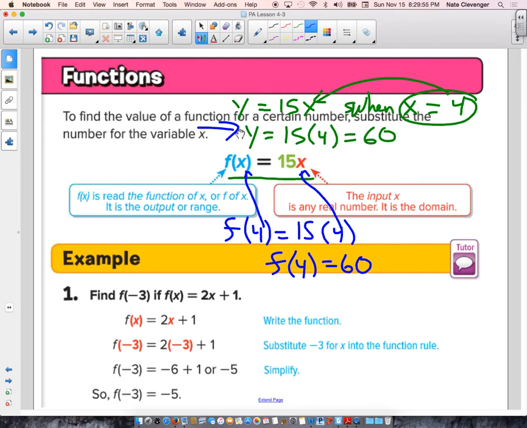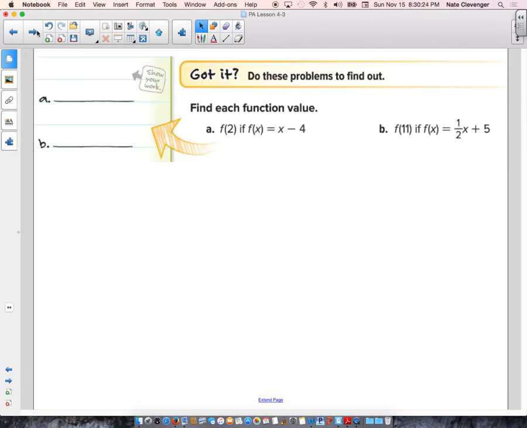Down here on the example at the bottom, you have f of negative 3 is what you're wanting to find. So we're going to plug in negative 3 for that x there. And that is what you see in this step. f of negative 3 is equal to 2 times negative 3 plus 1. 2 times negative 3 is negative 6. Negative 6 plus 1 is negative 5.